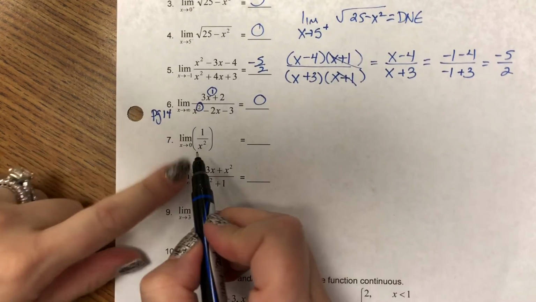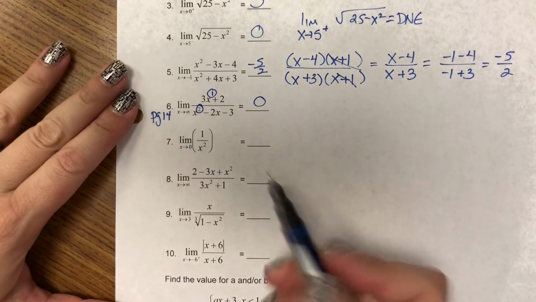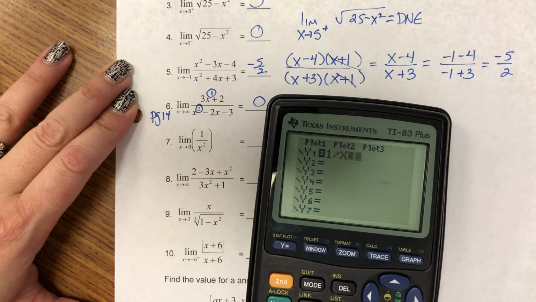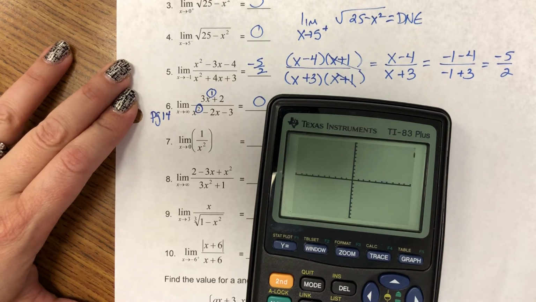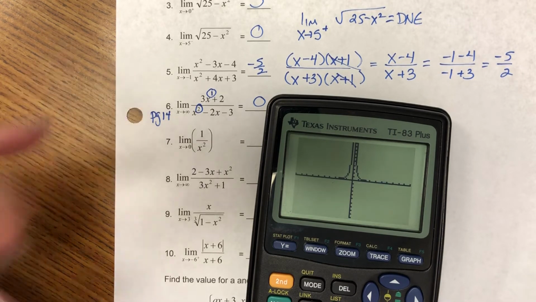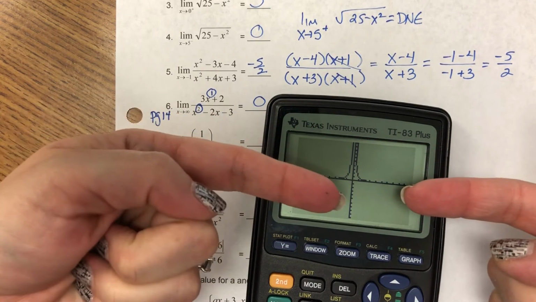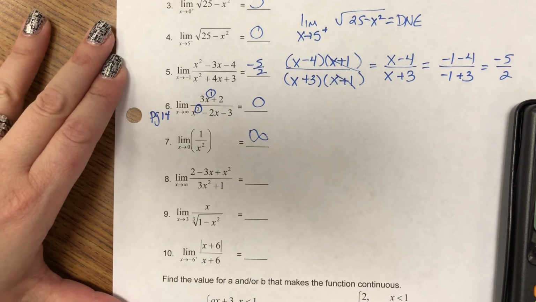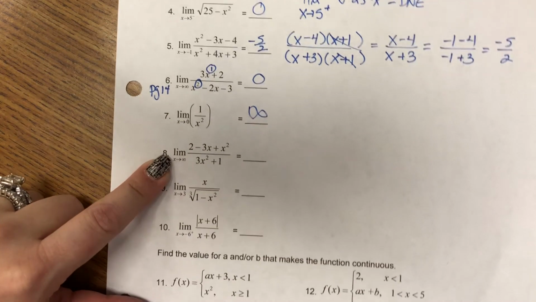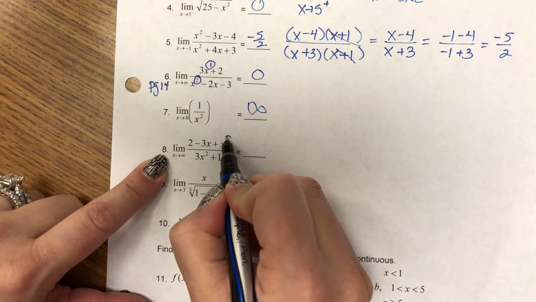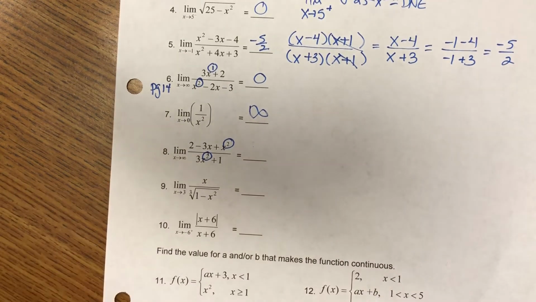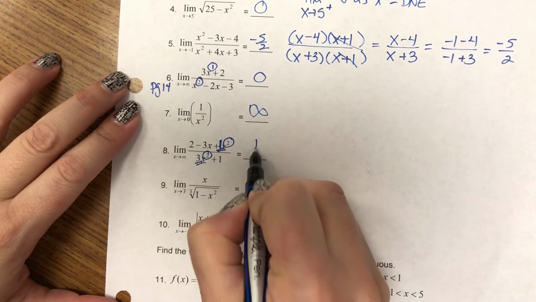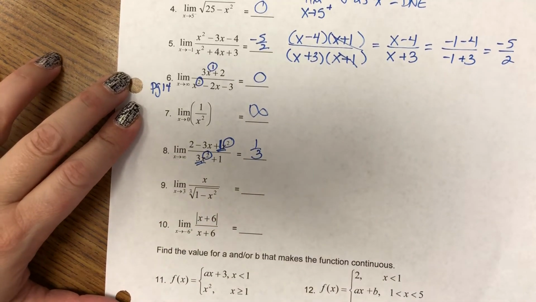For 7, I can't plug in 0, I can't factor or simplify, so let's look at the graph. So as we approach 0 from both sides, both pieces go to infinity. Number 8 is another problem with end behavior because of the infinity, and I'm going to look for my exponents, and since they're the same, we divide the leading coefficients. So that's the 1 and the 3 for our answer.